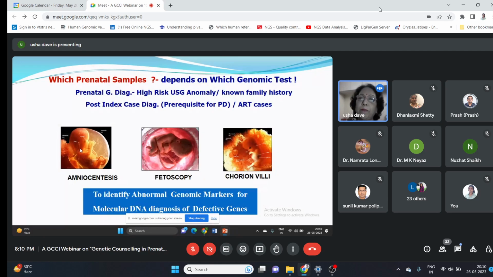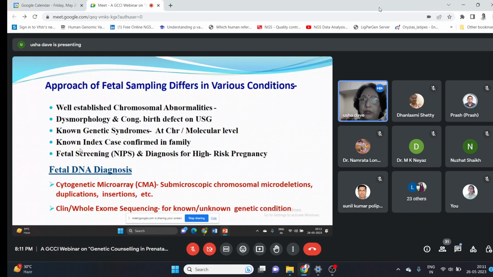Now, which prenatal samples will you be taking for which genomic test? It is again important. Based on the clinical history, you will find out whether there is an ultrasonography anomaly, or a known family history, or you did the index diagnosis. Then you try to find the abnormal genomic marker. There are prenatal procedures which can give you chorionic villi, or you can do fetoscopy, or amniocentesis, to get a sample very close to the fetus, because you can use that tissue as the DNA of the fetus. But again, the fetal sampling will differ in various conditions.